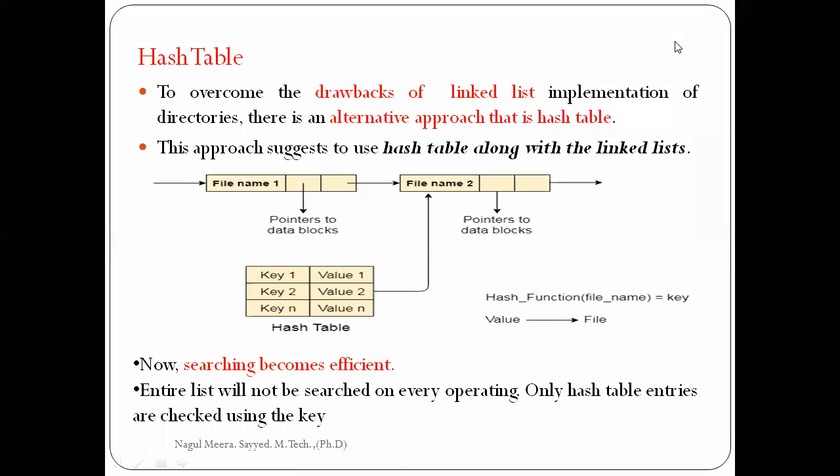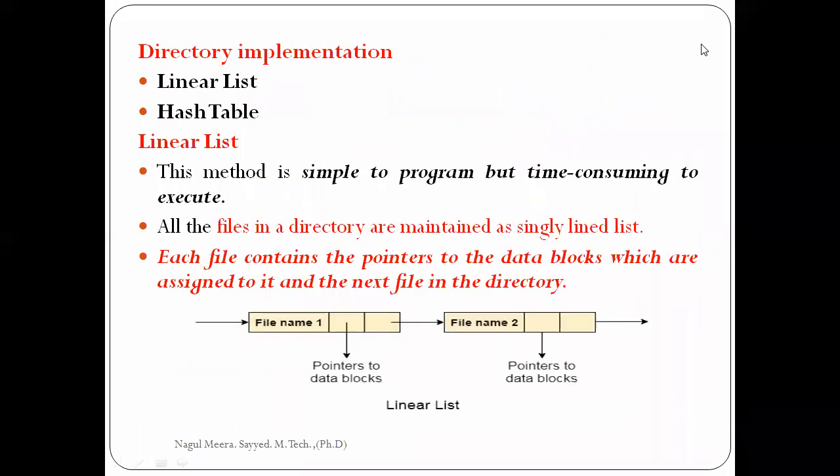Our subject is operating systems. In operating systems, unit 4, our topic is directory implementation. In directory implementation, linear list is completed. Today our topic is hash table.